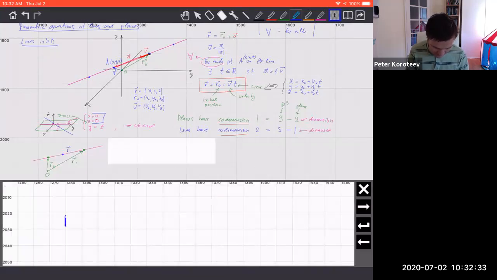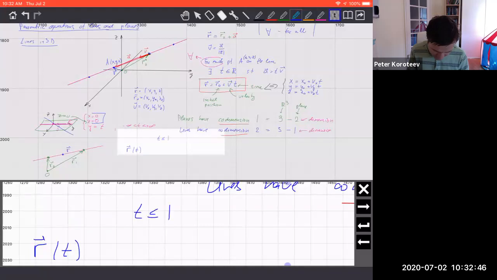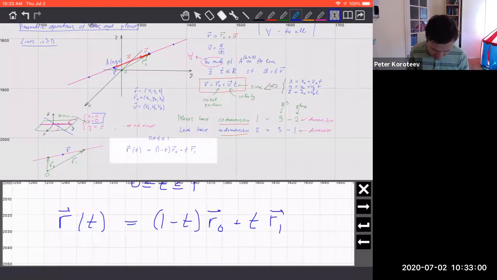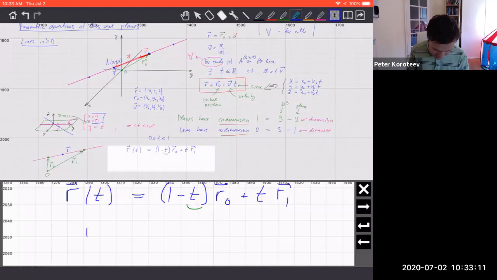So you can say that R is equal to, we can parameterize it using a parameter T, which varies between 0 and 1 in this case. And you can put it like this: R is equal to (1 minus T) times R0 plus T times R1. So let's see what's going on here. When T is equal to 0, the second term disappears, and R is equal to R0.